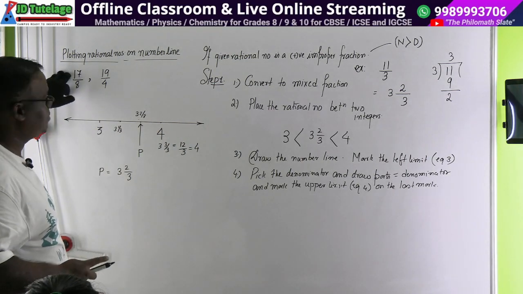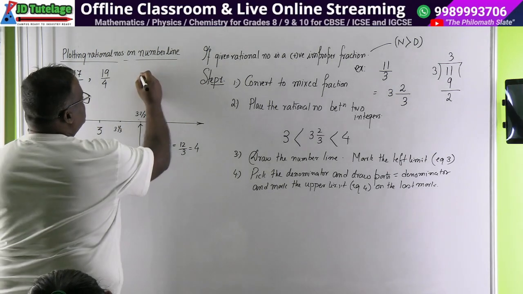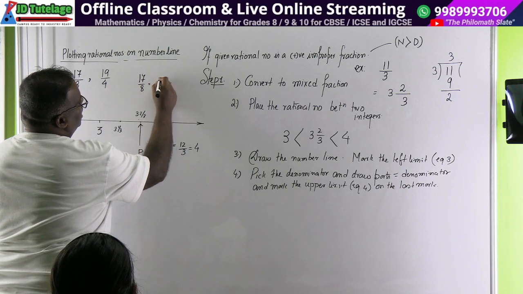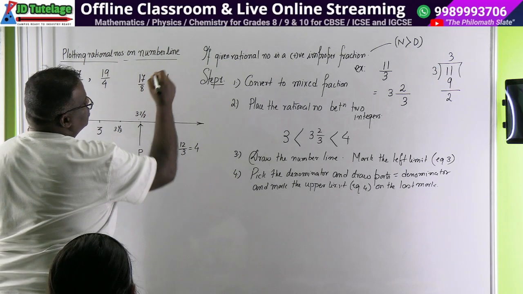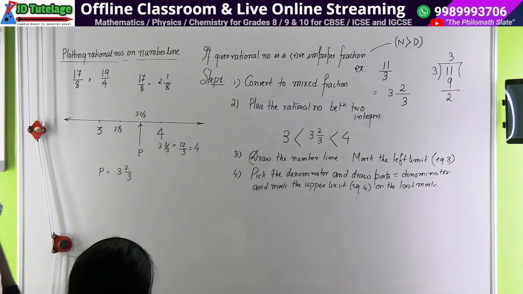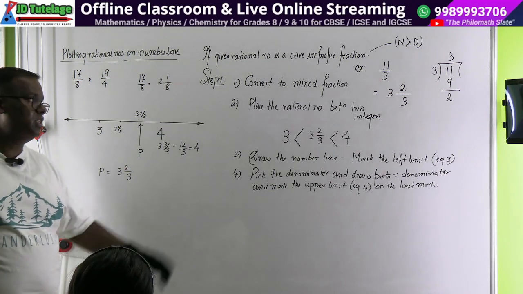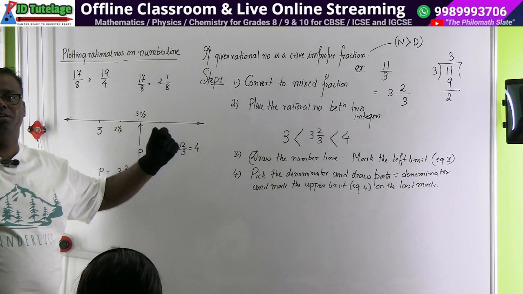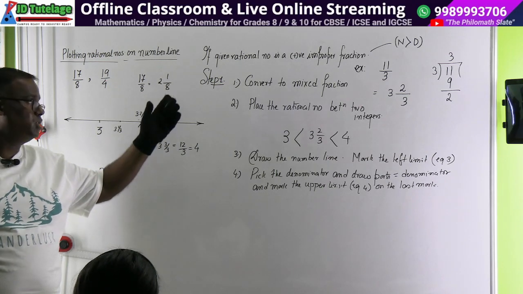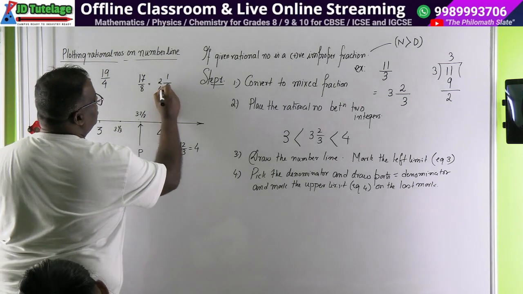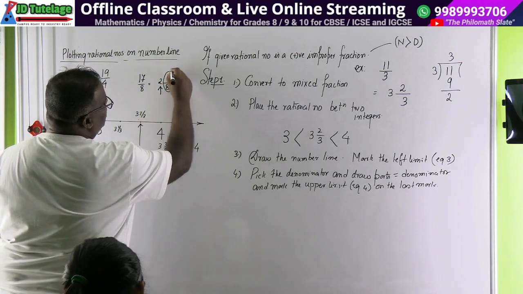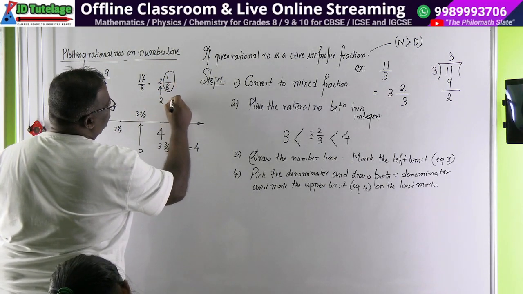17/8. 17/8 as a mixed fraction is what? 8 twos are 16 plus 1, 17. Correct? Yes. So this number will lie between 2 and 3. This is the lower limit, and it will lie between 2 and 3, because this portion is less than 1.